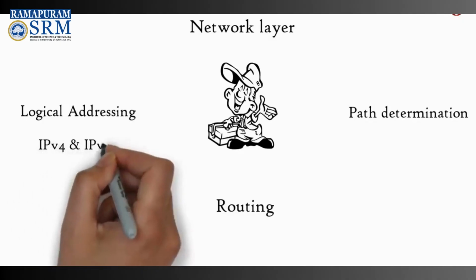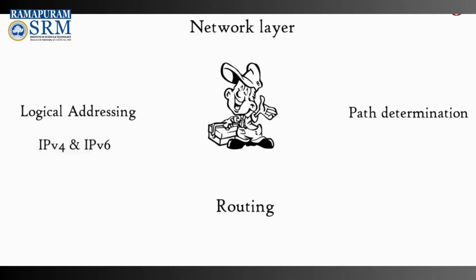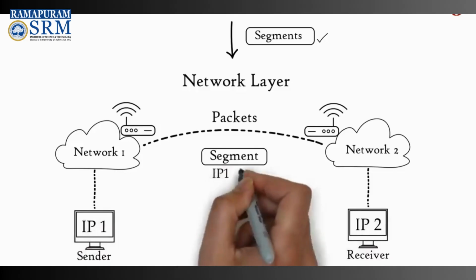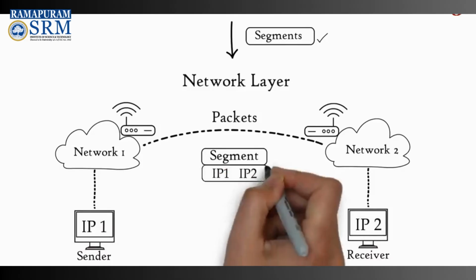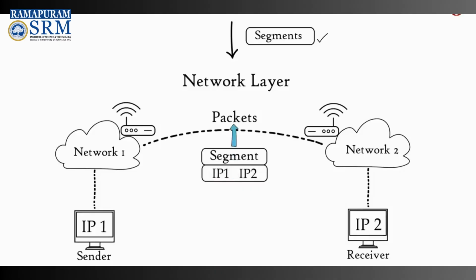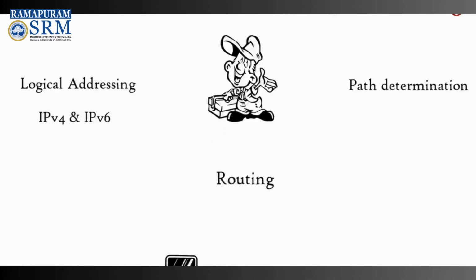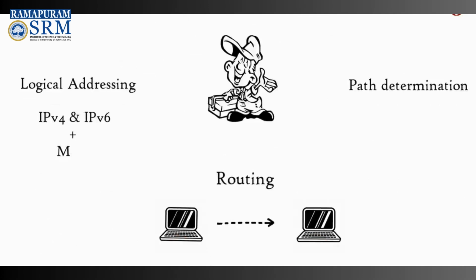IP addressing done in network layer is called logical addressing. Every computer in a network has a unique IP address. Network layer assigns sender and receiver's IP address to each segment to form an IP packet. IP addresses are assigned to ensure that each data packet can reach the correct destination. Routing is a method of moving data packet from source to destination, and it is based on the logical address format of IPv4 or IPv6.